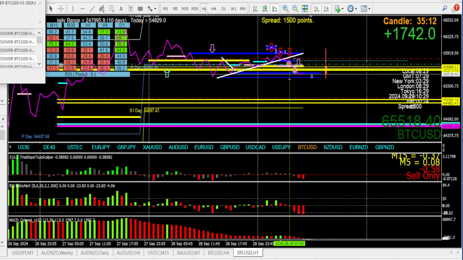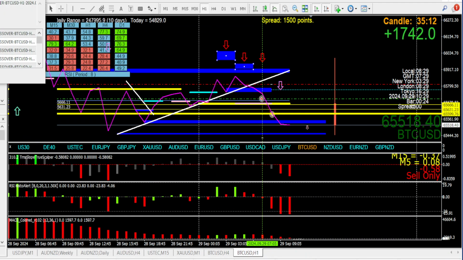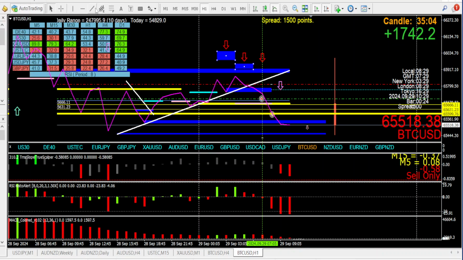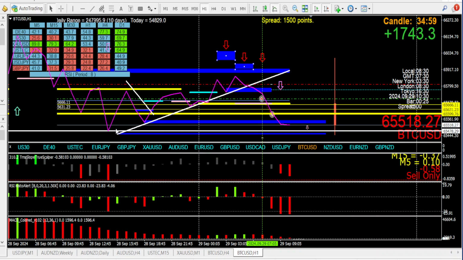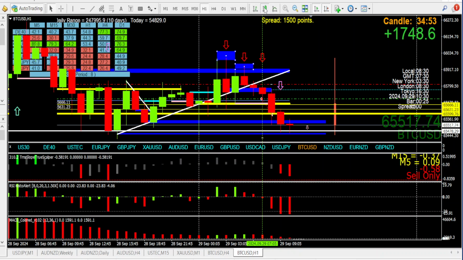So I haven't checked this. No, it's the same level, and this one's almost the same, but there is a big difference there, and we could look and see whether that one's held as well.